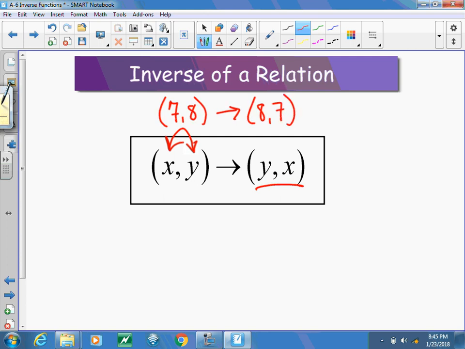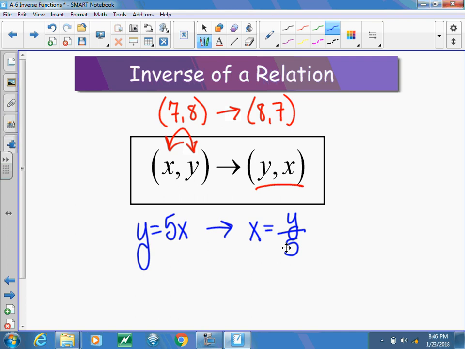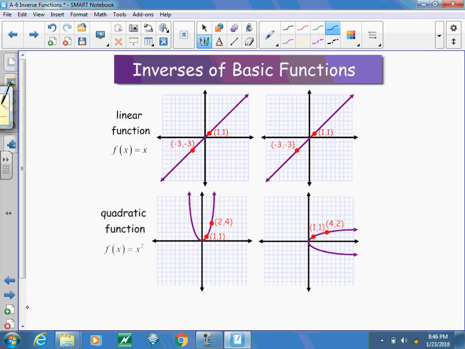As far as thinking of equations, if you had the equation of y equals 5 times x, the inverse of that would be x is equal to y divided by 5. Really what you're doing with the equation is you're just solving for the other variable. So now let's take this concept of taking our coordinates and switching those around, and let's take a look at some basic functions.